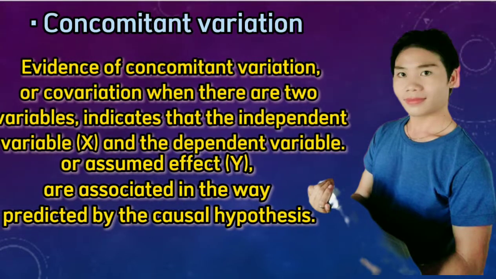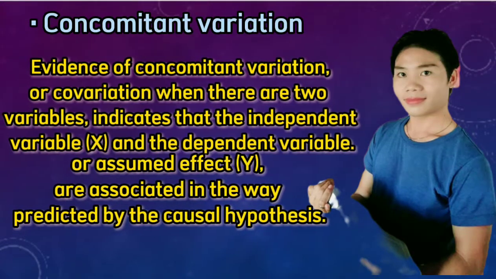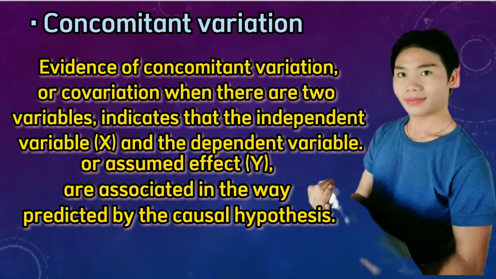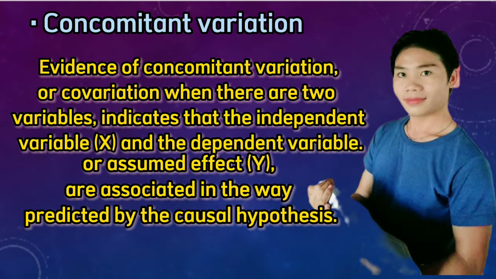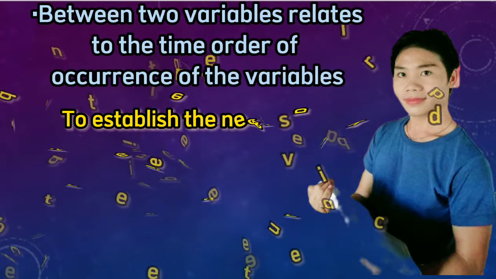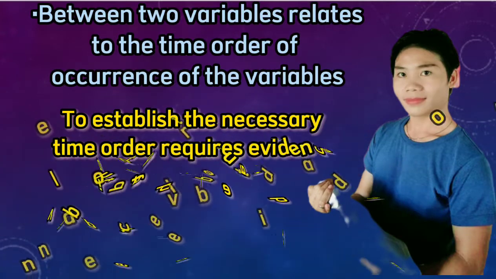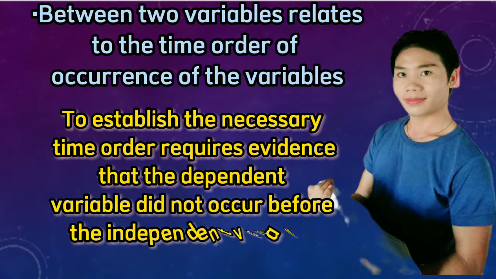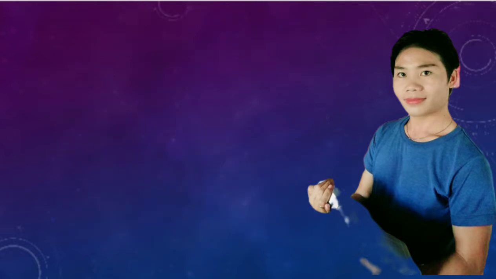Concomitant variation. Evidence of concomitant variation or covariation between two variables indicates that the independent variable X and the dependent variable, or assumed effect, Y are associated in the way predicted by the causal hypothesis. Time order of occurrence relates to the time order of occurrence of the variables. To establish the necessary time order requires evidence that the dependent variable did not occur before the independent variable.